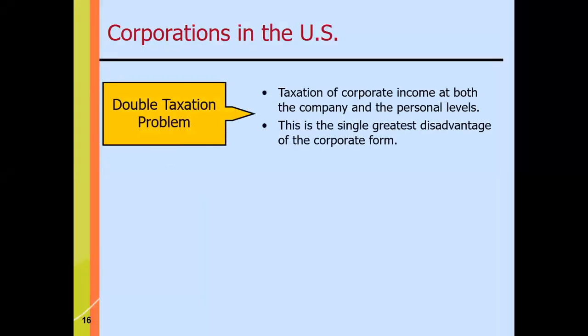Then for corporations in the US, sometimes there would be the double taxation problem. This is also applicable in the Philippines, that the corporate income could be taxed at the company level, of course, for the net income, and also at the personal levels. And this is the single greatest disadvantage of the corporate form. Actually, there are a lot of disadvantages, but this is actually one of the single greatest disadvantages. It seems that there is double taxation, but that is indirect, because the income of the corporation will have to be taxed, and then at the personal level, meaning the income like the dividends of the shareholders.